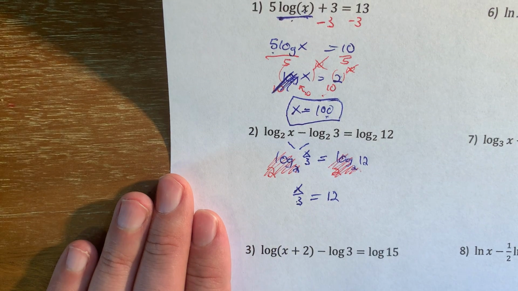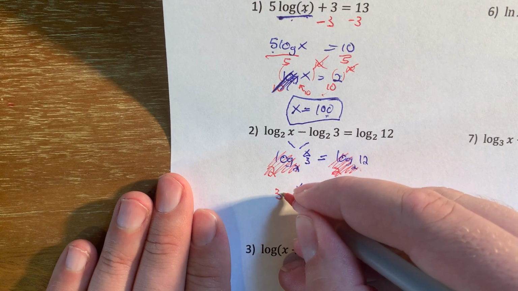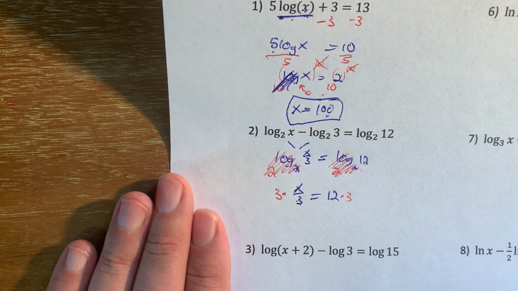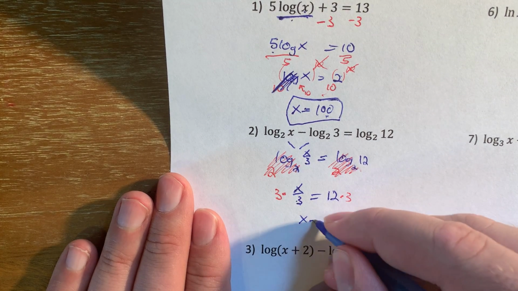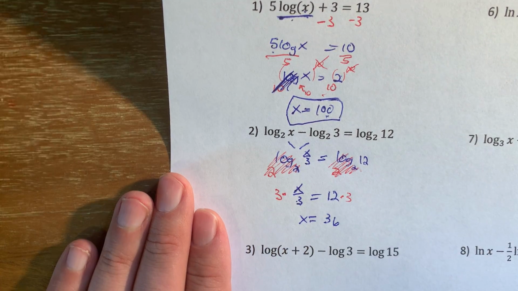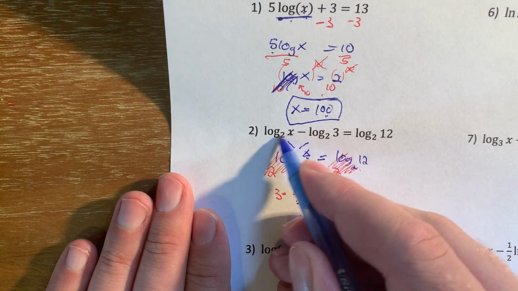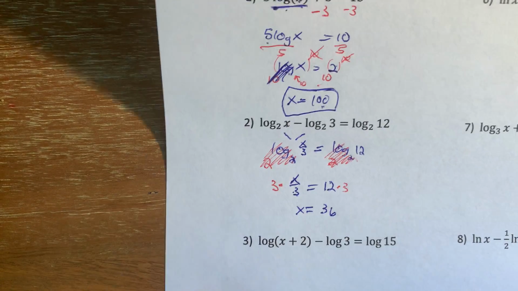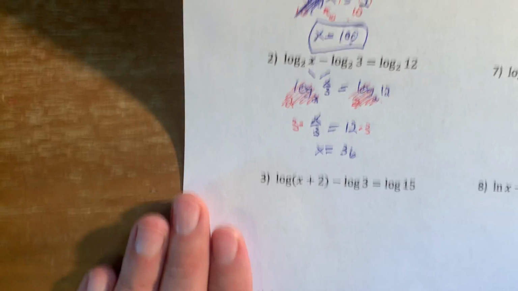Last, x is getting divided by 3, so the inverse of dividing is multiplying. And so we get x equals 36. When we put in 36 for x, that does not make the inside of the log negative, and so it will work. Ooh, this is a fun one.